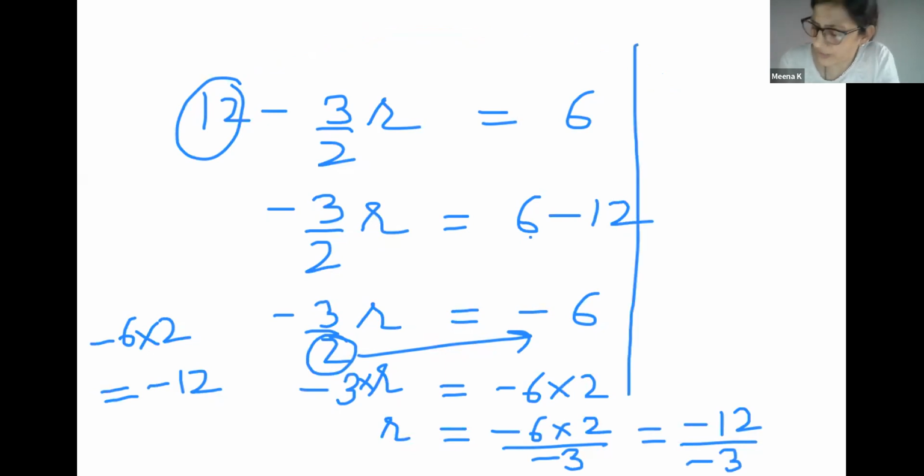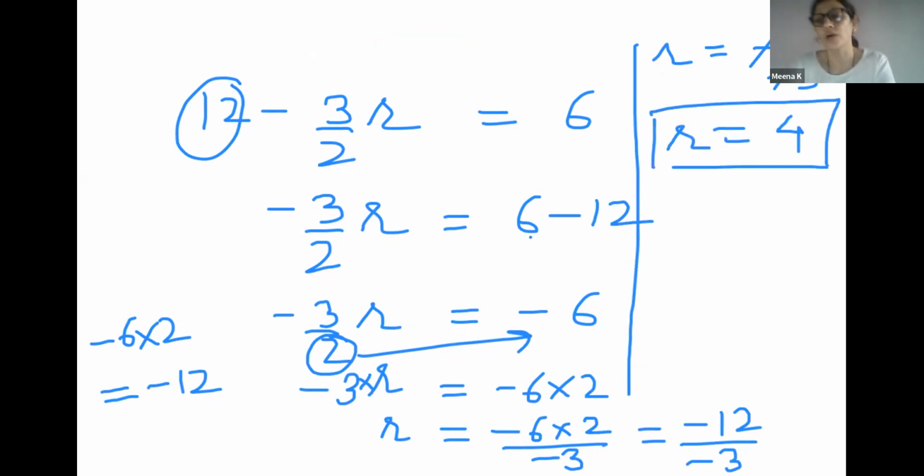So I am continuing here. R is equal to minus 12 upon minus 3. Now, when I'm dividing a negative number with a negative number, what will happen? This negative and this negative will get cancelled. Minus and minus will get cancelled, right? So positive. So 12 divided by 3 is 4. So R is equal to 4. Our answer will be R is equal to 4.